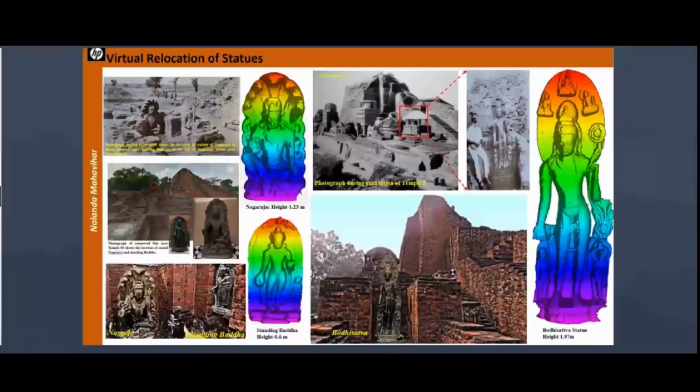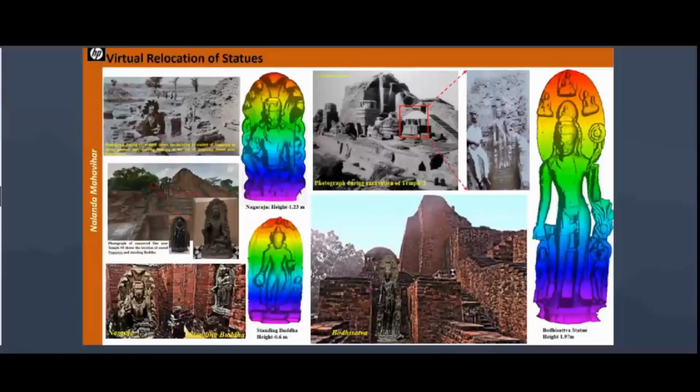We have done this for various statues in the Nalanda Mahavihar area. Once we have placed these statues and create a walkthrough model, it will appear that the statues are sitting there, as they were looking at the time of excavation. You can see here, for all these Nagaraj statues, for standing Buddha, for Bodhisattva statue, for all of them, we have done the virtual relocation of these statues. So this is another application that can be done.